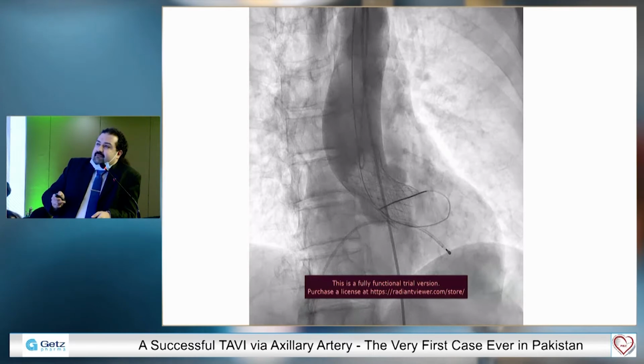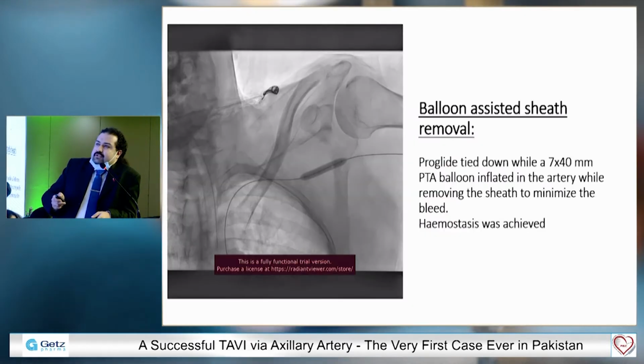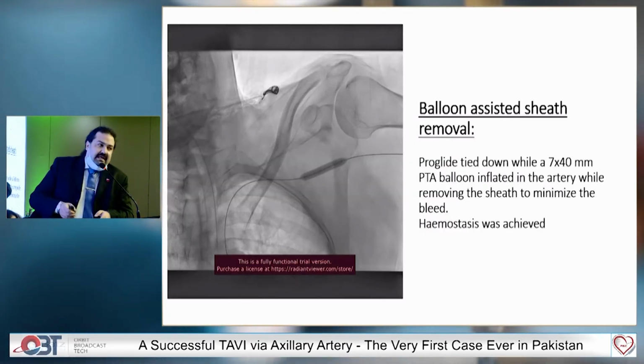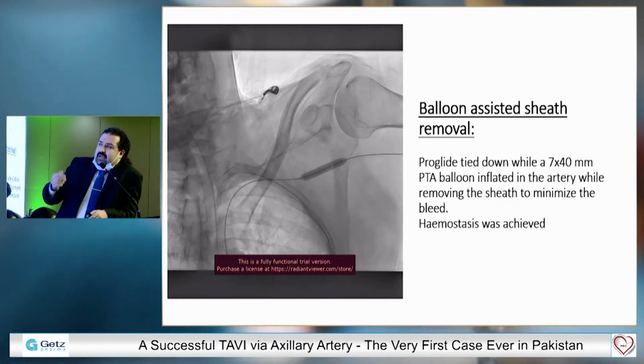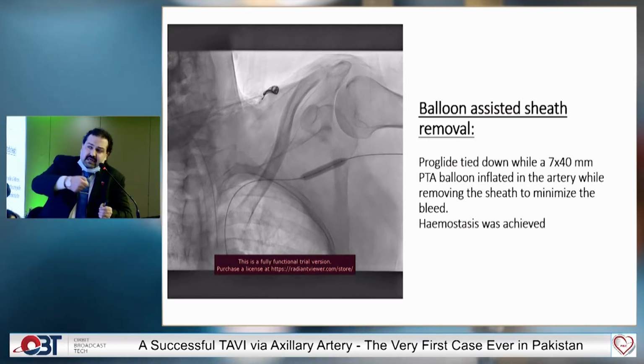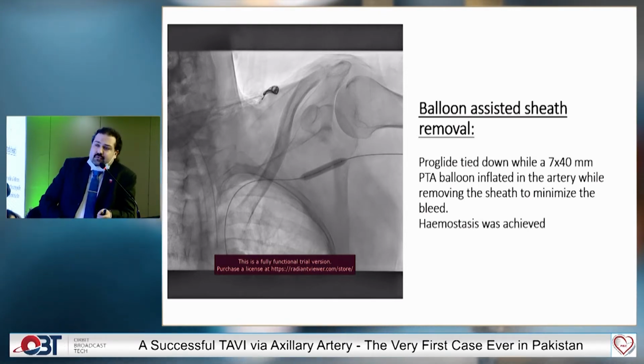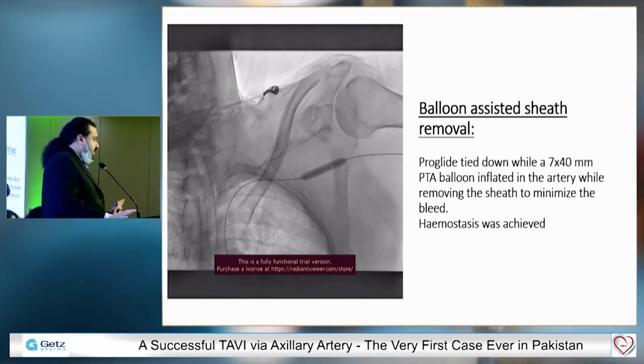So the valve implantation went smoothly, we had no issues, but now the challenging part is the access and how to secure that. We had planned that already, and we did a balloon-assisted sheath removal. Again, we don't have lots of pictures, but I can explain it. We have a 7x40 balloon at the site of the entry of the sheath, and the ProGlides are tied, and the sheath comes out while inflating the balloon to minimize the bleeding, and the result was amazing.